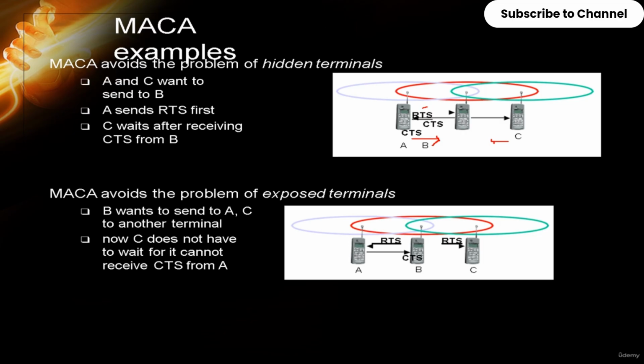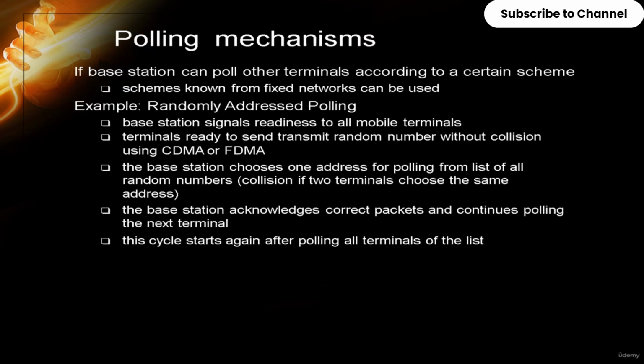Similarly, in the exposed terminal problem, B wants to send data to A and C wants to send to another terminal. In this case C does not have to wait, because it cannot receive CTS from A, clear to send from A. So the problems are solved here with the help of RTS and CTS packets.